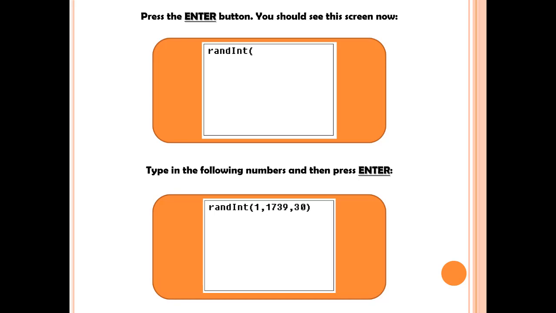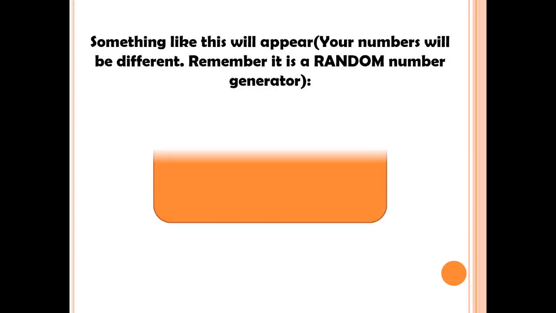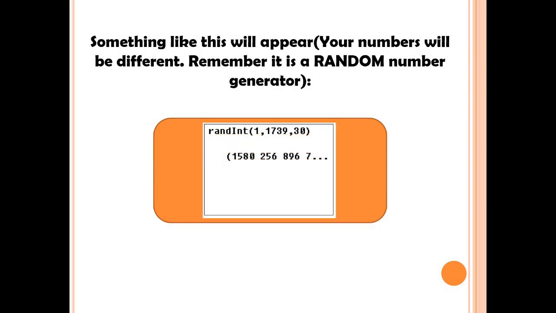If I press enter, it'll generate a list for me. Your list on your calculator might be different than this, but it will generate a random list of numbers between 1 and 1739.